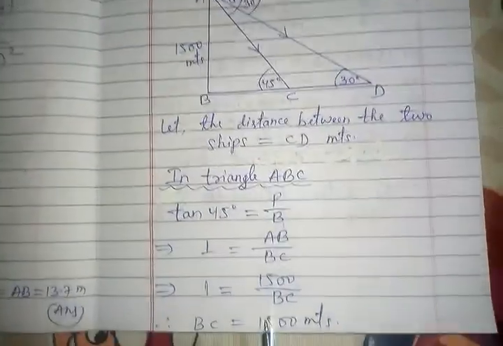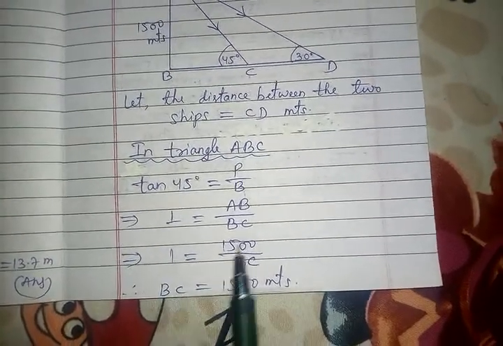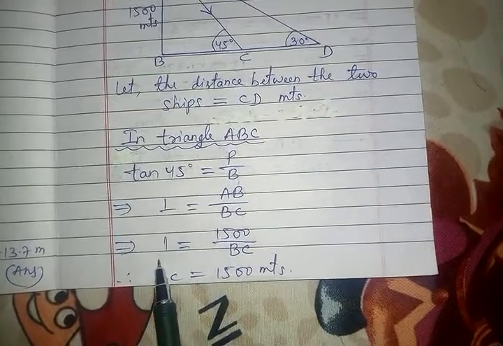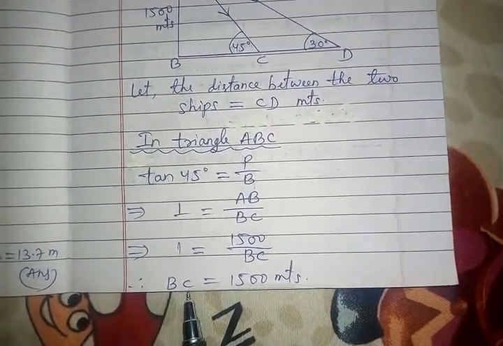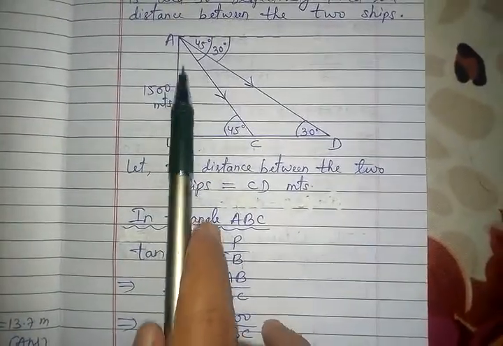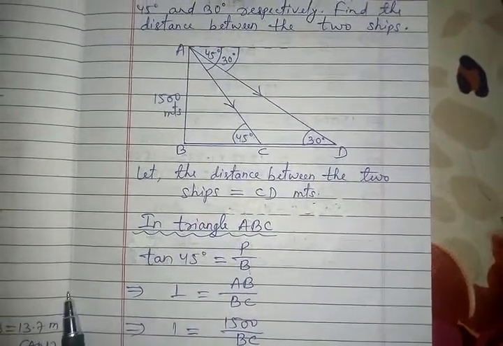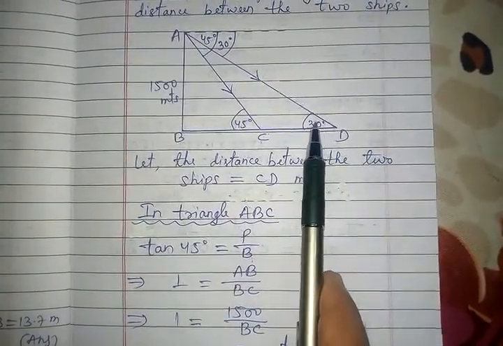So now BC will cross multiply with 1, BC into 1 is BC, and 1500 also will cross multiply with 1, because where there is no number it means there is 1. 1500 into 1 is 1500. So we got the value of BC as 1500 meters. AB also is 1500 meter and BC also is 1500 meter. Now my next triangle will be triangle ABD and my acute angle will be 30 degree.